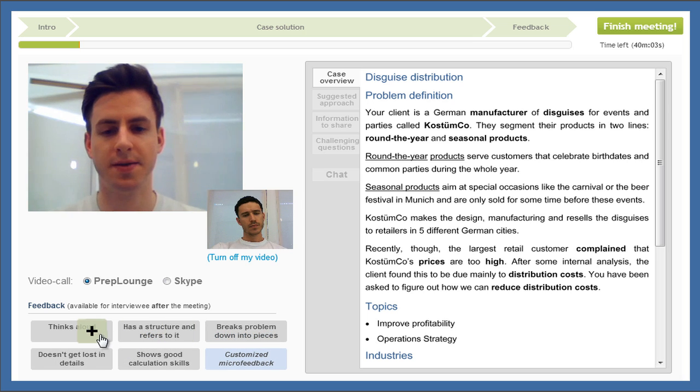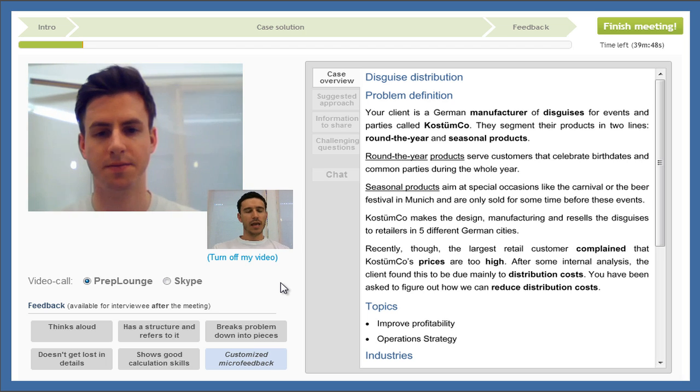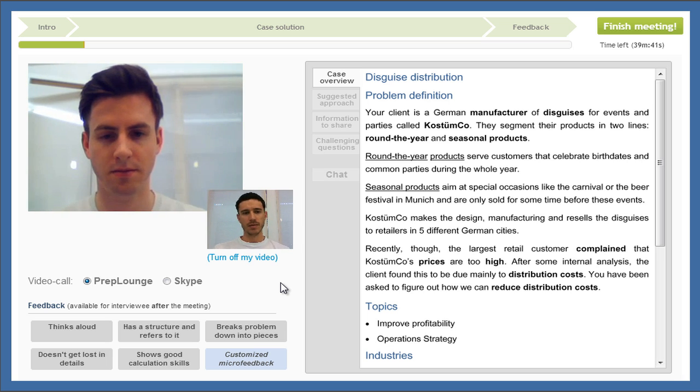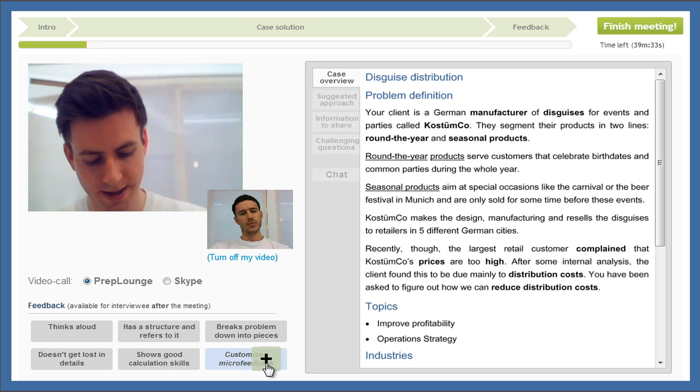So is the goal to reduce distribution costs only, or also to find other solutions to reduce high prices and thus satisfy our customer? Well, that's a good question. Actually, we have already researched internally and we came to the conclusion that the main cost driver is at the moment distribution. So please concentrate on those. Great. I'd like to have a minute now to think about the structure. Sure.